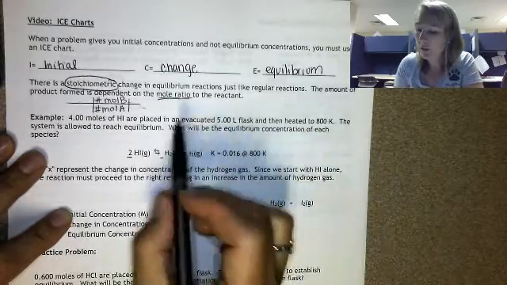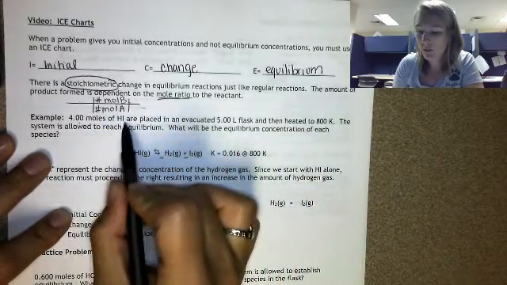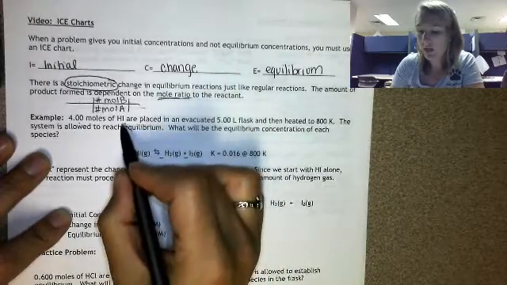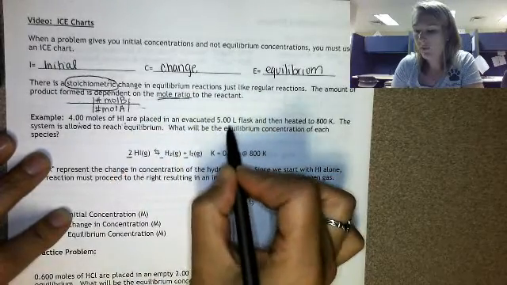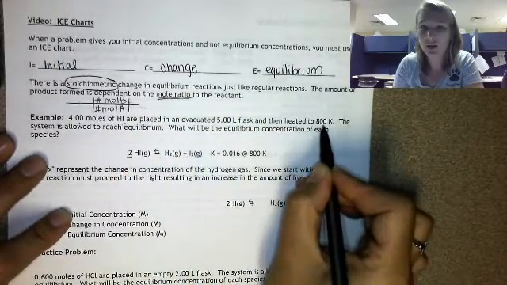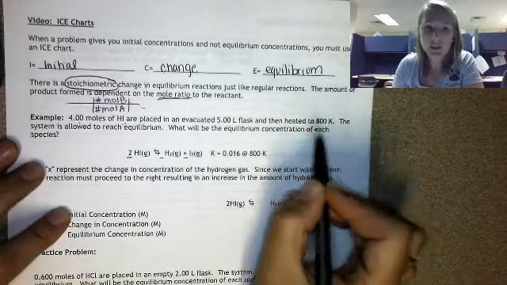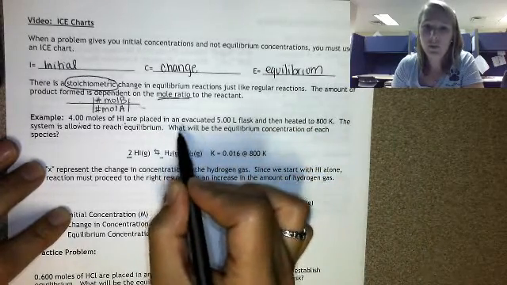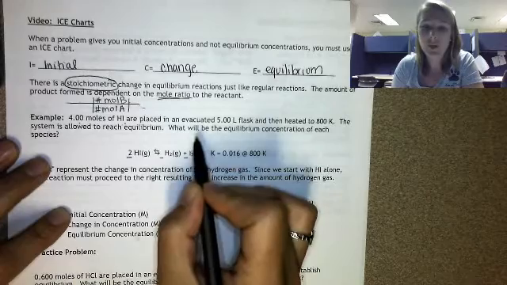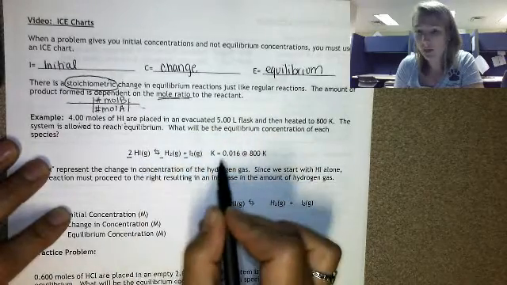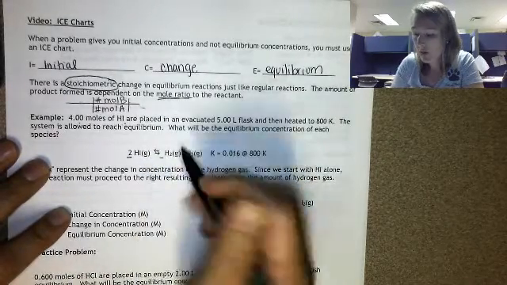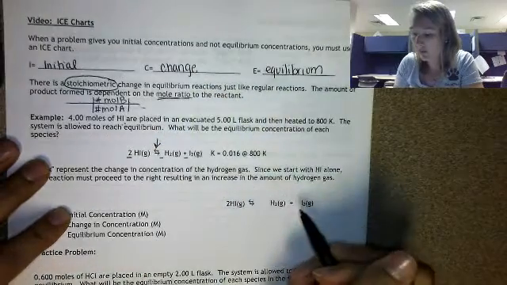equilibrium. So, for example, 4 moles of HI, so hydroiodic acid, are placed in an evacuated 5-liter flask and then heated to 800 degrees Kelvin. The system's allowed to reach equilibrium. So what will the equilibrium concentrations be? So we have our reaction here. This is already at equilibrium because of our double arrows.